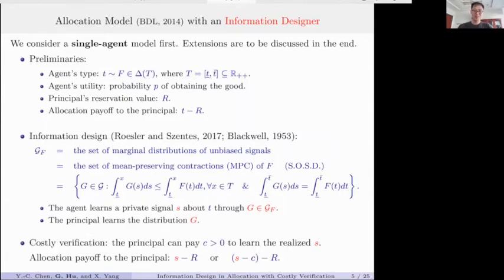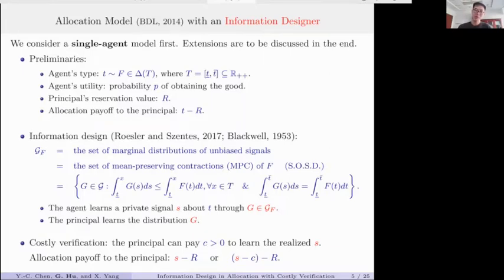And we have to keep the cost verification part in mind. If the principal pays a cost C to learn, she can learn the realized signal S. If she doesn't pay the cost, she only knows the distribution G. And the allocation payoff to the principal actually depends on whether the principal pays the cost.